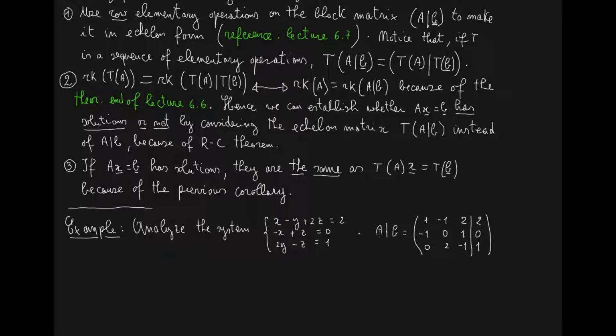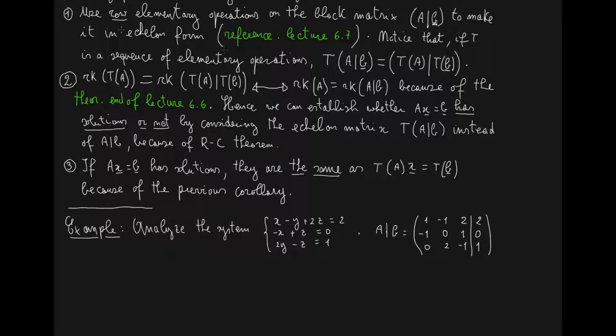Now, the block matrix A slash B is formed by the matrix A of the coefficients of the unknowns of the system on the left. So we have 1, which is the coefficient of x, and then negative 1, which is the coefficient of y, and 2, which is the coefficient of z of the first equation, and so on for the next two rows. And then the last column on the right is just the constant terms 2, 0, 1 placed as last column. So this is the block matrix.